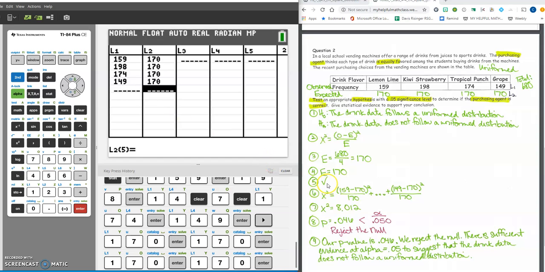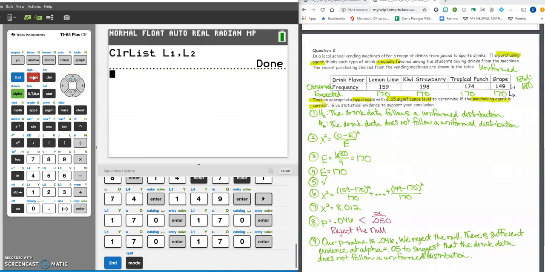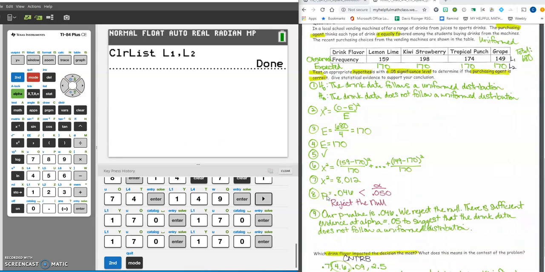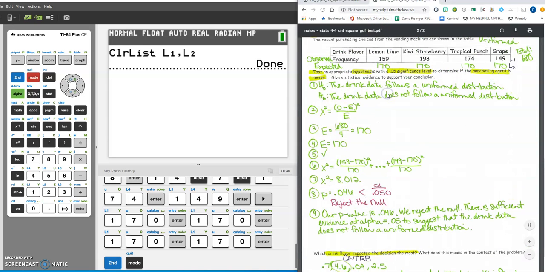So we've entered the data. That is step number 5. And therefore, I now can press second quit. So I've gotten out. Now we're going to plug values into the actual equation. So remember, take your first set of values and your last set of values. 159 minus 170 squared divided by 170 plus 149 minus 170 squared divided by 170.